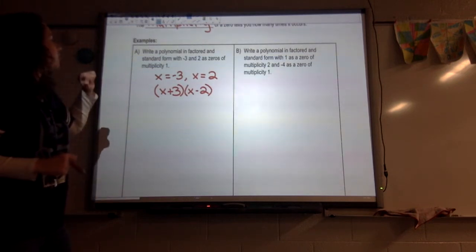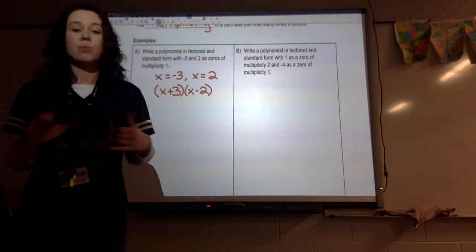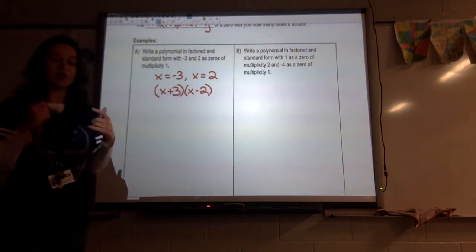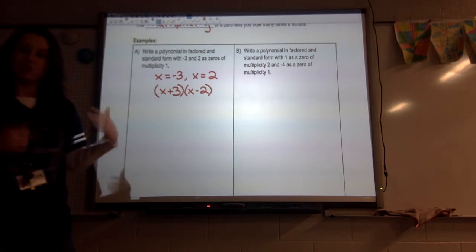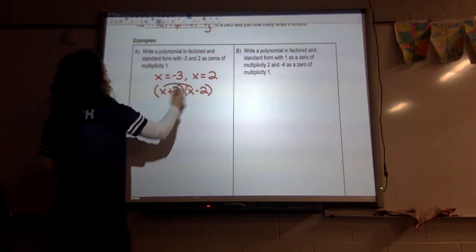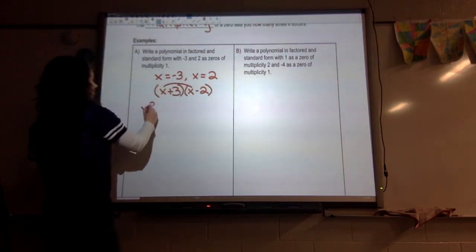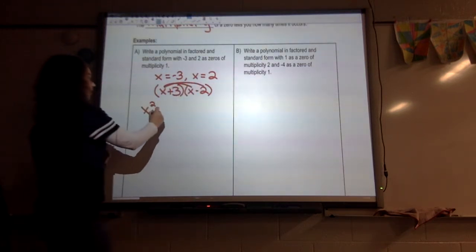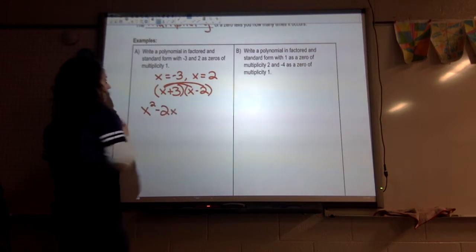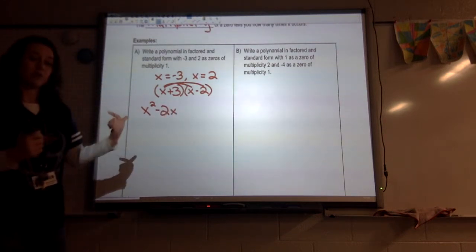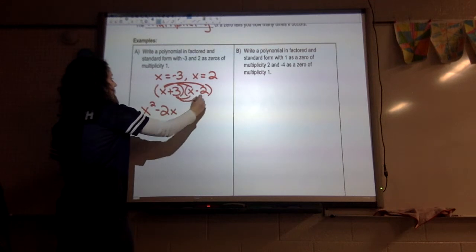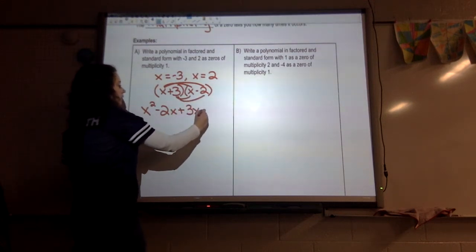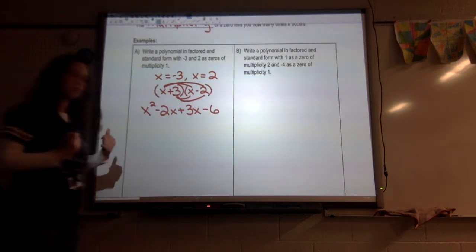Let's say though that they ask you for this in standard form. Putting things in standard form means you actually take these two parentheses and you go ahead and distribute them out. So let's do that. If I distribute out, first thing I get is x squared. Then I take x times negative 2, and I get negative 2x. Then I'm going to distribute the 3. So 3 times x is 3x. 3 times negative 2 is negative 6.